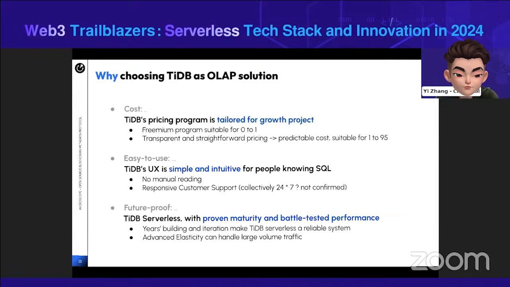Okay, that's some of my sharing regarding our open source projects and my decision-making metrics when choosing infrastructure, and why we chose TiDB as our option.